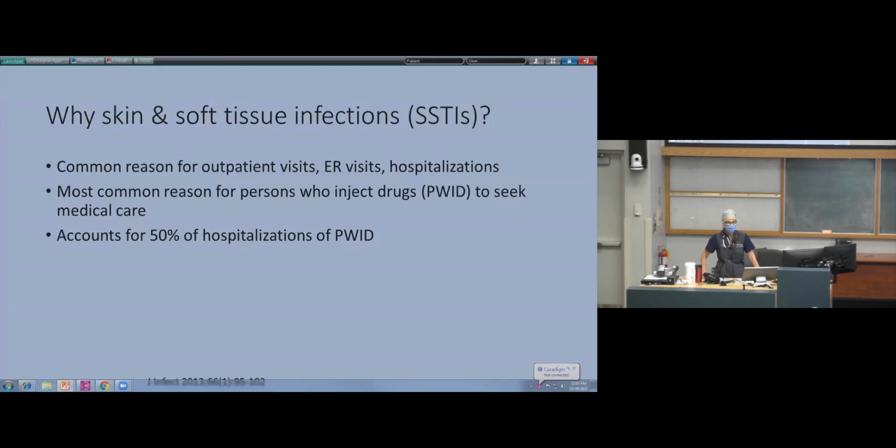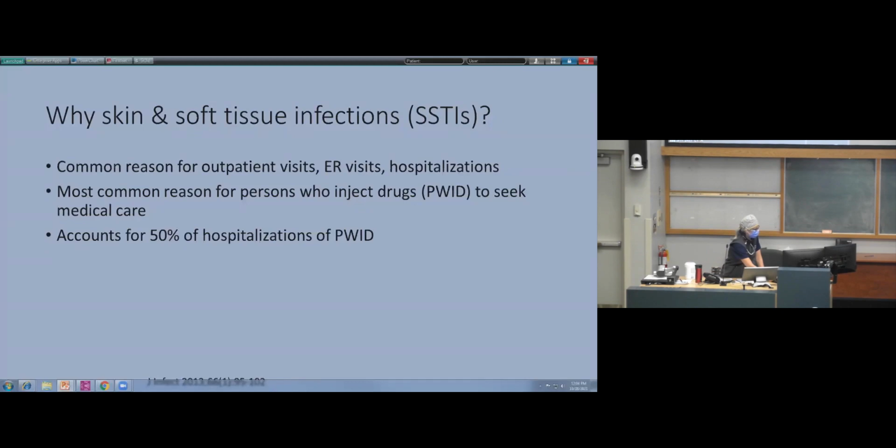So why do I want to speak about skin and soft tissue infections today? Well, it's a very common reason for patients to see their doctor, whether it's an outpatient visit, an ER visit, or a hospitalization. And it's the most common reason for people who inject drugs to seek medical care, and accounts for up to 50% of hospitalizations for people who inject drugs.